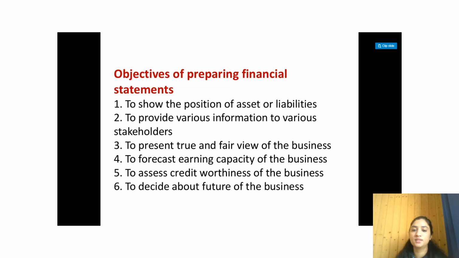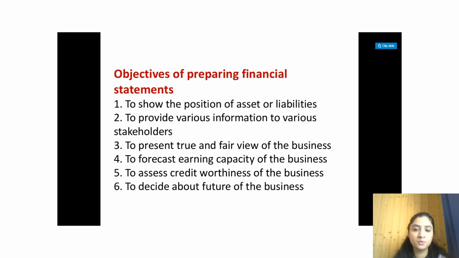So here are the objectives. Now objective is about why we prepare these financial statements. What is the use of these financial statements? So the basic objective of preparing the financial statement is to know about the position of the company. For example, how much assets do we have? Assets means the things that the company own, or how much liabilities do we have. It is something that we owe to others.